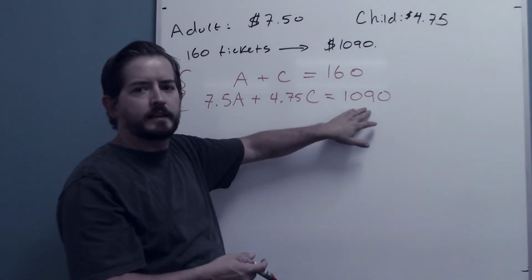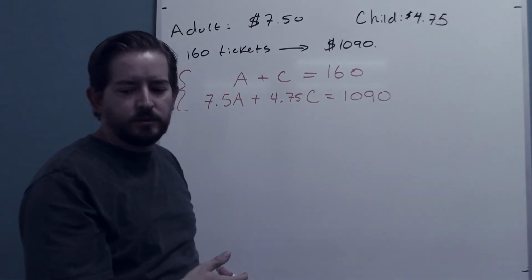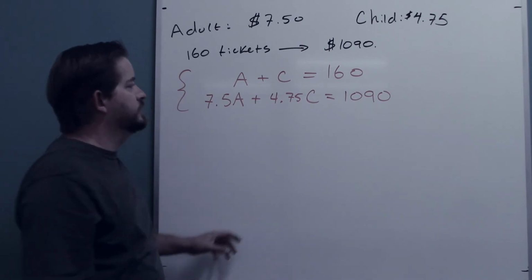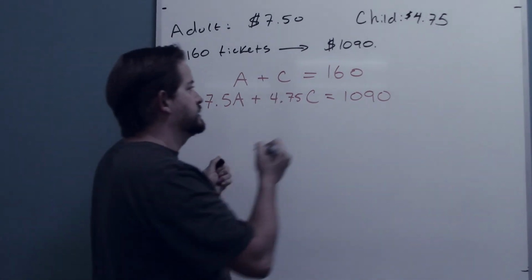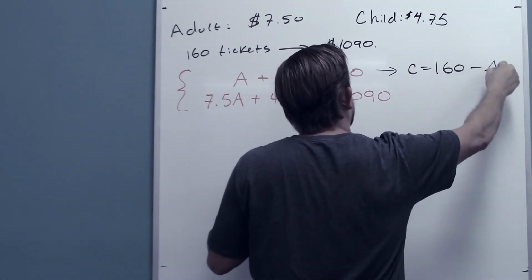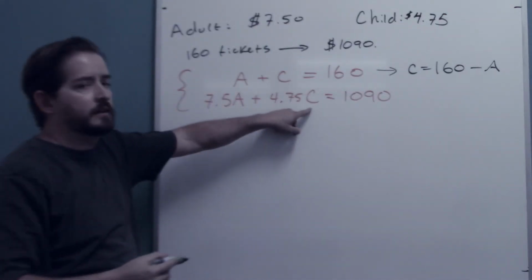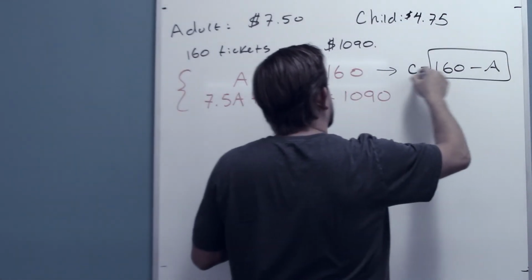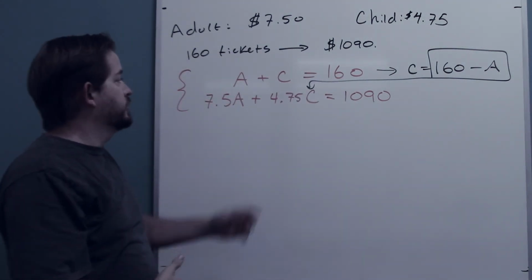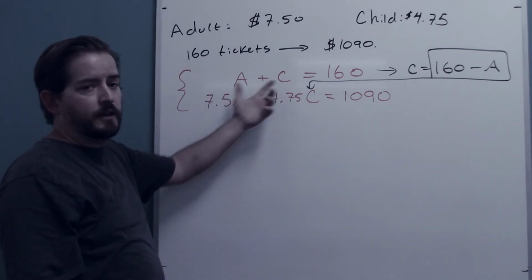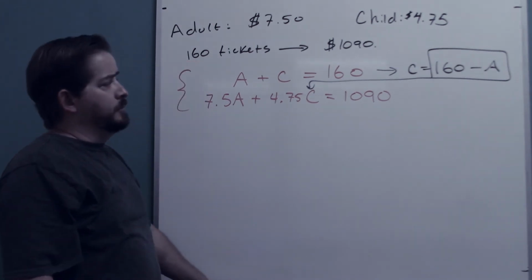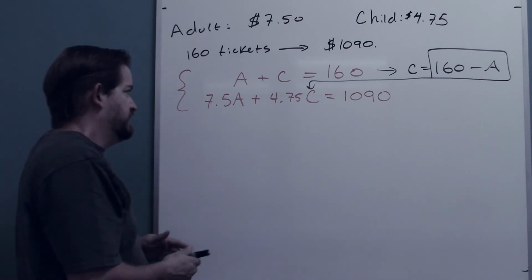Yeah. 109,000 that's sitting here, and it's equally ugly, right? So what I would do is set this up for either an elimination with the first one, because it's really easy to just come in here and do that, C equals 160 minus A, and then just plug it into here. Or you can set this up to eliminate. You can multiply the top one by negative 4.75 to eliminate your C's, or you can multiply it by negative 7.5 to eliminate your A's. I'm going to go with the substitution method because it's easy.